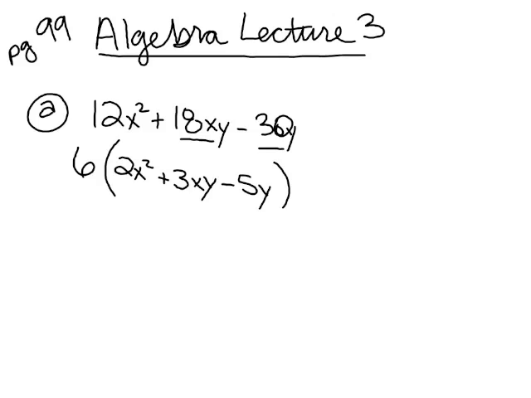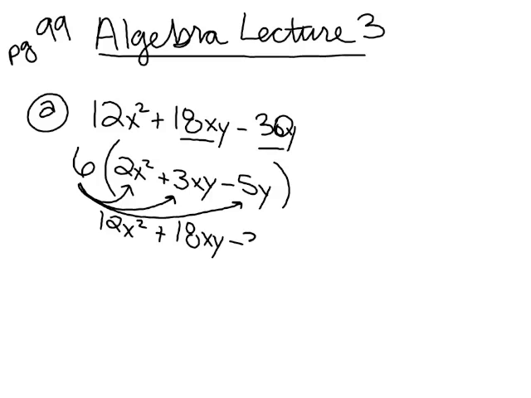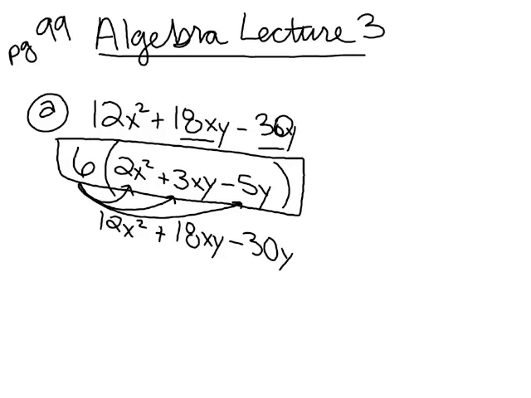Y. That's better. Okay. So then if I went back and distributed, 6 times 2x squared is 12x squared, and then 6 times 3xy is 18xy, and 6 times negative 5y is negative 30y. So I can always go back and check myself. So this would be the simplified or the factored form. Just rewritten the equation a little bit.